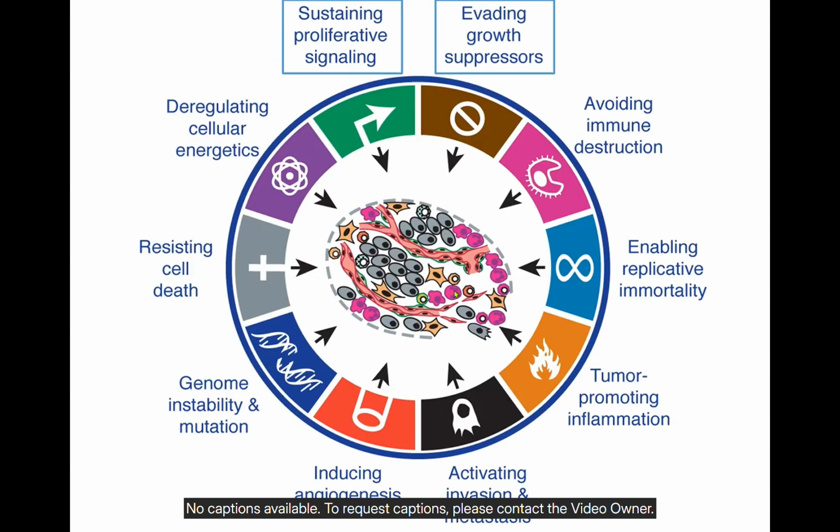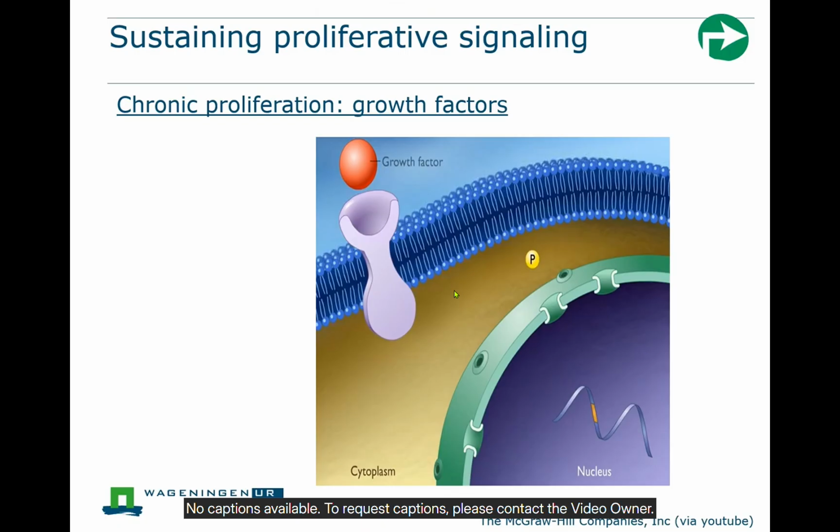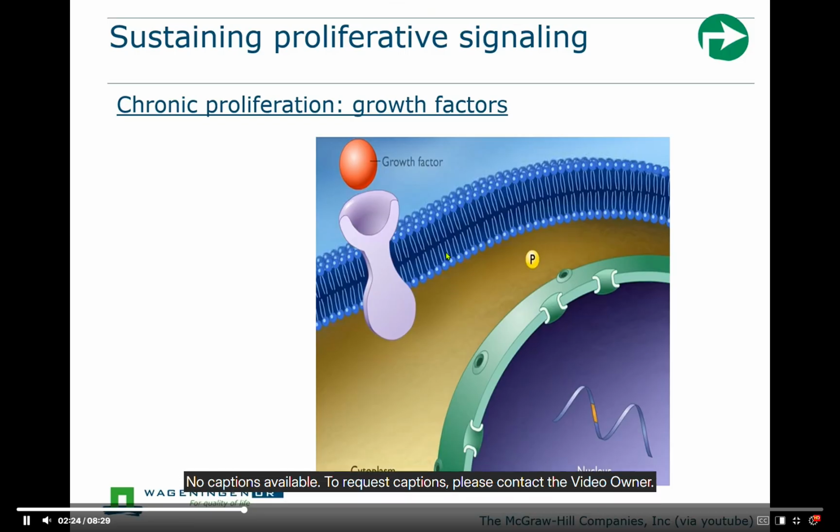The hallmarks that we are going to discuss in this clip are the core hallmarks called sustaining proliferative signaling and evading growth suppression. Let's start with proliferation. Sustaining proliferative signaling can also be translated as chronic proliferation. And for chronic proliferation, growth factors play a very important role. So let's have a look at the basic concept of growth factors.